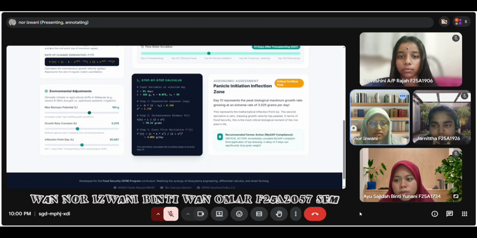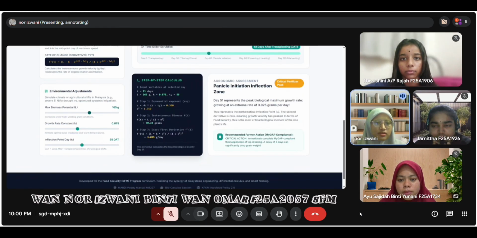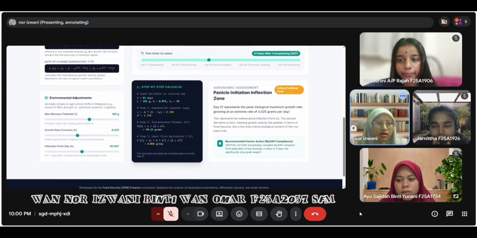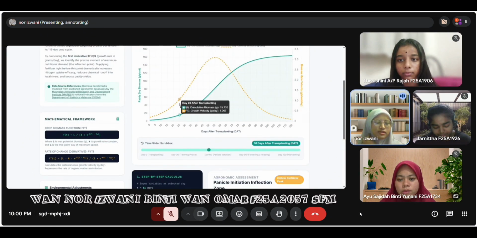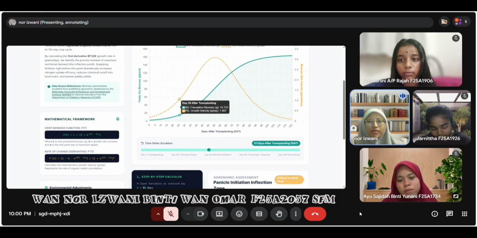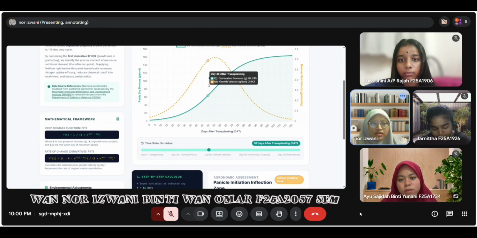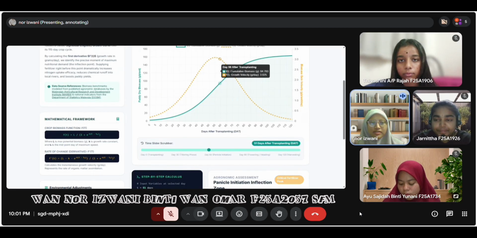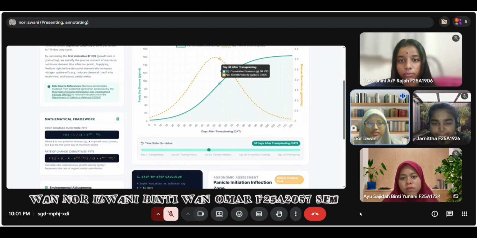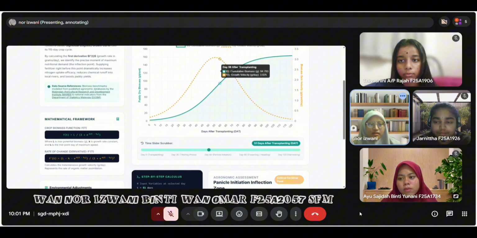Point breakdown interactive simulation. Based on the simulation, day 0 to 13, early growth, the biomass curve is flat with a growth rate near zero as the plant focuses on establishing its roots.